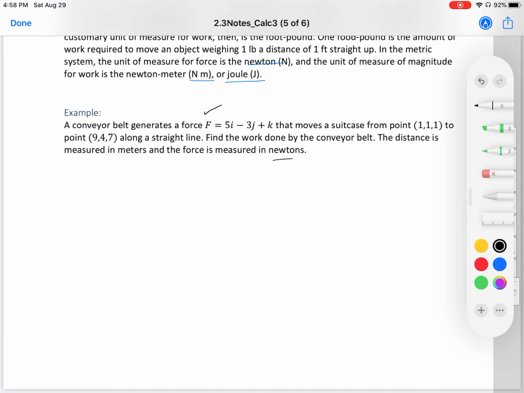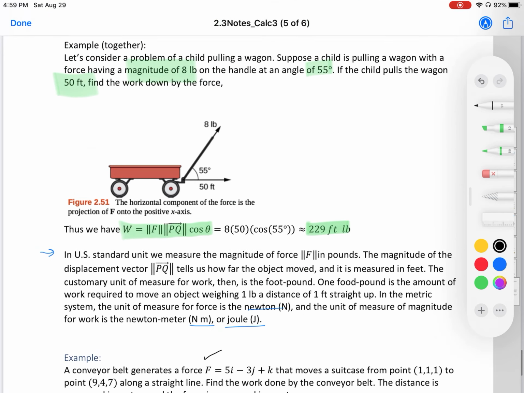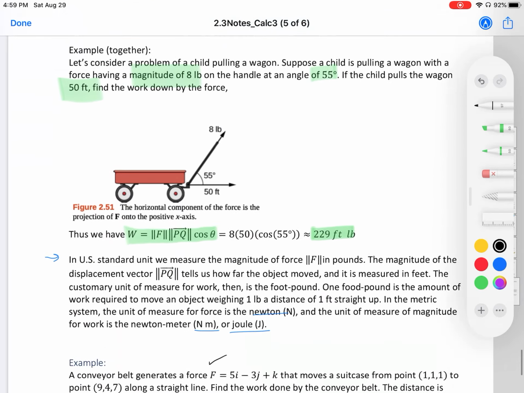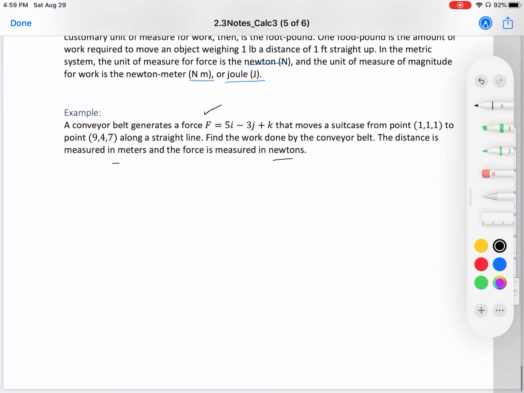Okay, so we know how we're going to write it at the end, but most importantly, we can already pick out which form we're going to use. We weren't given any degrees, right? So we know we're going to use W equals F dot PQ. So we have our formula. W is equal to F dot PQ. Now, don't let PQ throw you off. Remember, you need to find that as a vector.